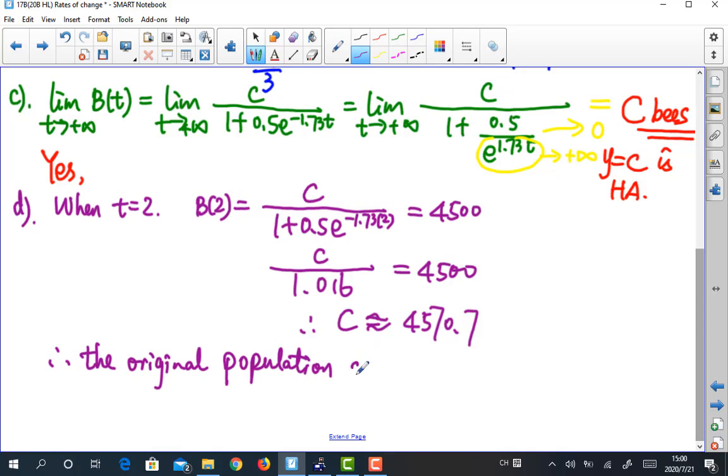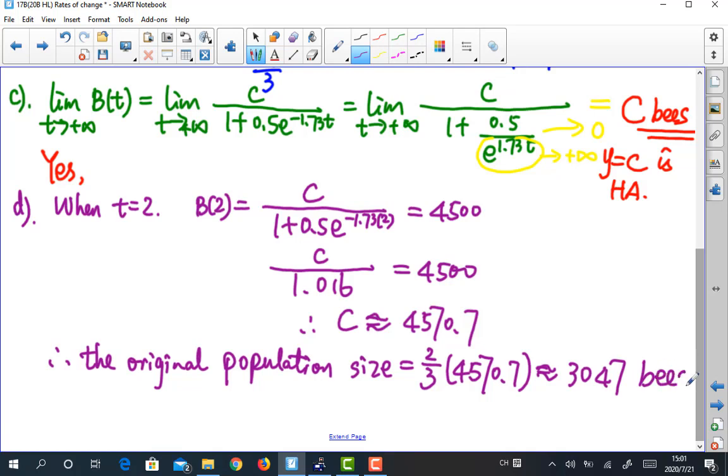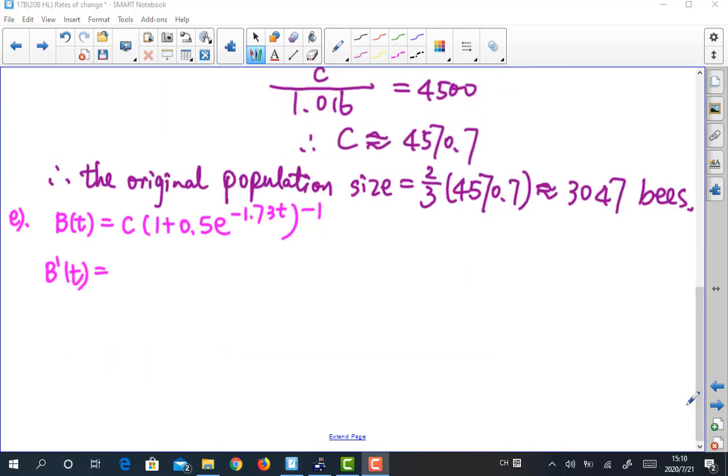Therefore, the original population size should be 2/3 C, and right now the C value is around 4570.7 times 2/3. It's approximately equal to 3,047 bees. So that's the initial value for the population of the bees based on the value given for the population after 2 months. Question E, find B prime T.